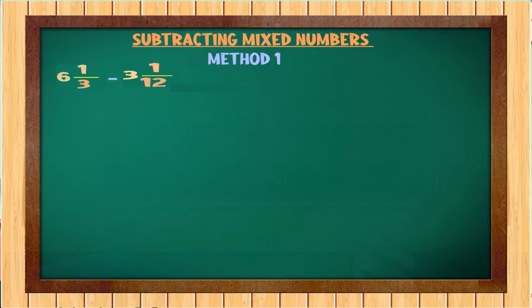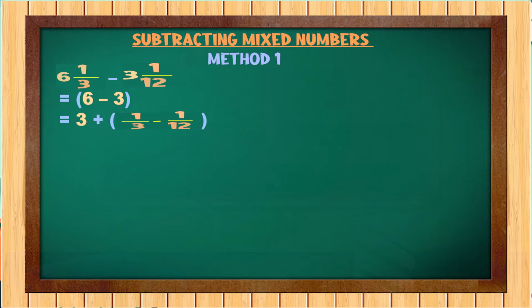To do this, we're going to first subtract the whole numbers. The whole numbers would be 6 and 3. So 6 subtract 3 will give us 3. Once we're finished subtracting the whole numbers, we put that aside and then we group the two fractions by themselves. In this case, the fractions are 1/3 and 1/12. Now looking at those two fractions, they're not the same, meaning they don't have the same denominator.